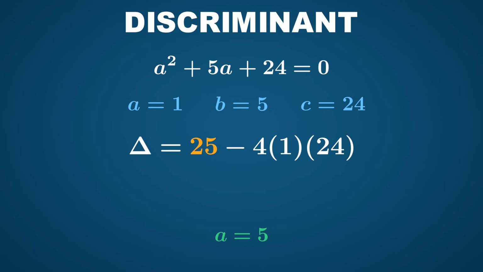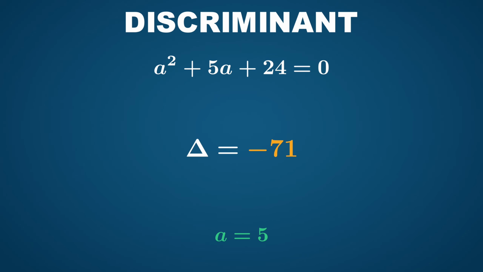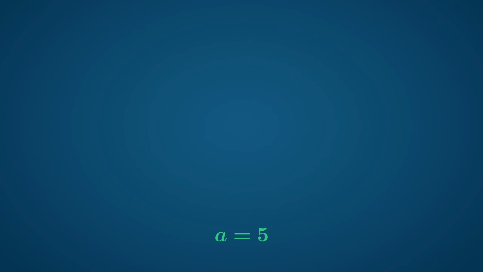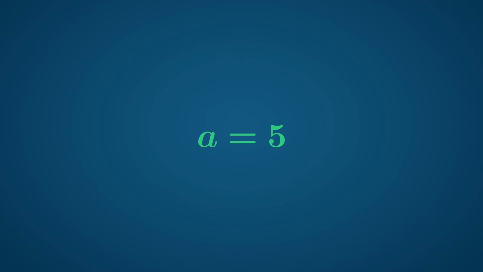Next we calculate 4 times a times c for the second part. 4 times 1 is 4, and 4 times 24 is 96. We subtract 96 from our 25 to find the final result. 25 minus 96 is equal to exactly negative 71. Since this is negative, this part has no real solutions for us. We do not need to worry about this quadratic piece anymore. We can now confidently state the final result of our problem. The only real solution to this entire equation is a equals 5.